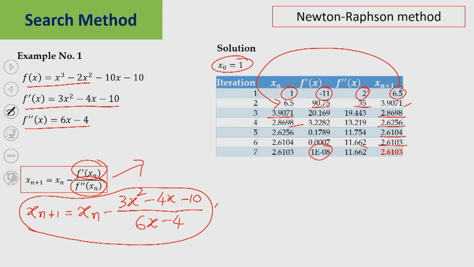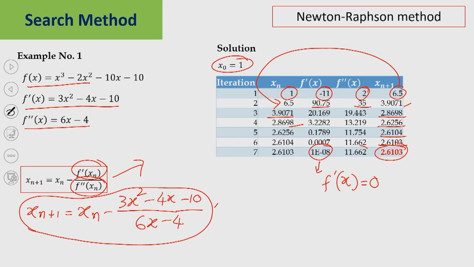At the optimal solution the first derivative should be equal to 0. In this case it will never be exactly 0, but it will be near to 0. Suppose we stop our iteration at the 7th iteration. In the 7th iteration I am getting 2.6103 and the derivative value at that point is 10 to the power minus 8. So, that means it is near 0, and at the optimal point the derivative should be equal to 0. So, I am getting the solution.